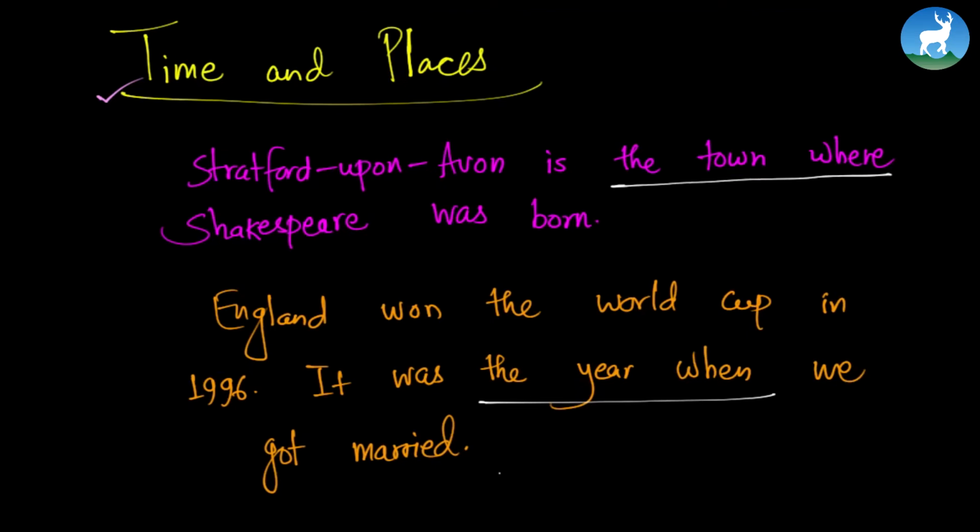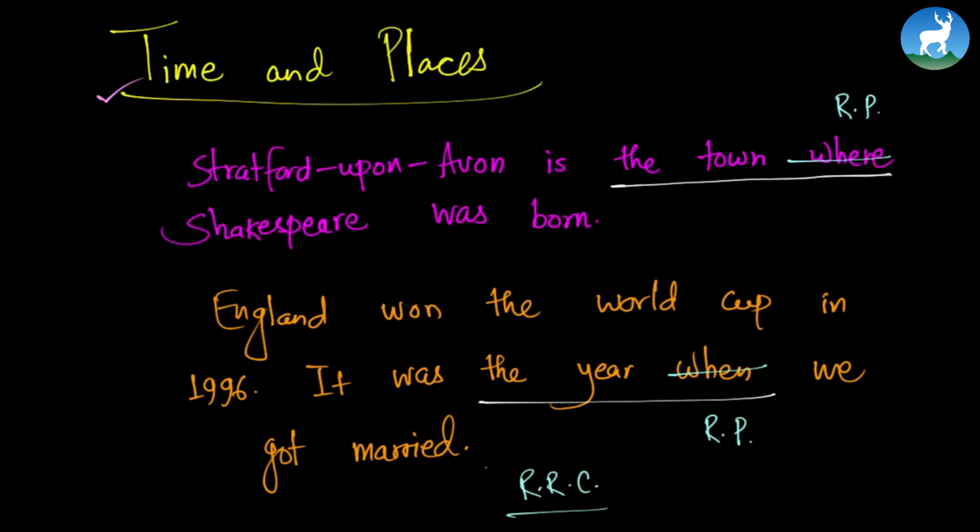Now let's see if we can leave out relative pronouns and make these sentences reduced relative clauses. The first one is Stratford-upon-Avon is the town where Shakespeare was born. If we leave out where, the sentence would be something like Stratford-upon-Avon is the town Shakespeare was born. Okay, sounds good. England won the World Cup in 1996. It was the year we got married. So there's no need to write these relative pronouns. In fact, these relative pronouns can be left out, and what we get is something called a reduced relative clause.